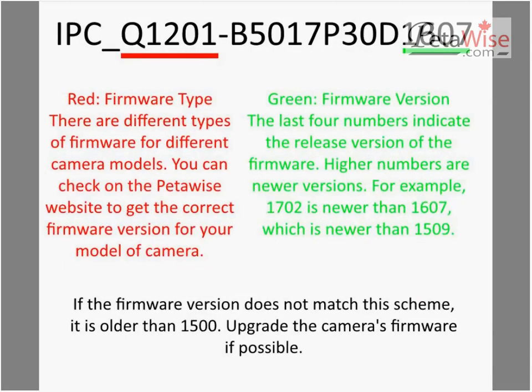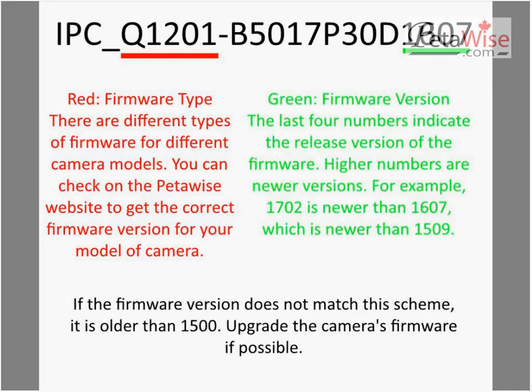Generally, a similar system applies with the IP camera firmware versions. However, the model number information and the firmware version information are in slightly different spots. So here is an example of an IP camera firmware number: IPC Q1201 B5017 P30 D1607. Same thing as before, our red indicates the firmware type. So we have Q1201, but it's not quite as clear-cut which cameras this actually corresponds to.